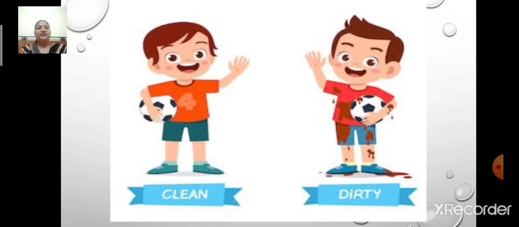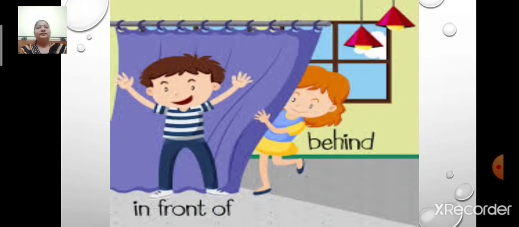Next, in front of, behind. This boy is standing in front of the curtain and this girl is standing behind the curtain. In front of and behind are the words opposite to each other.